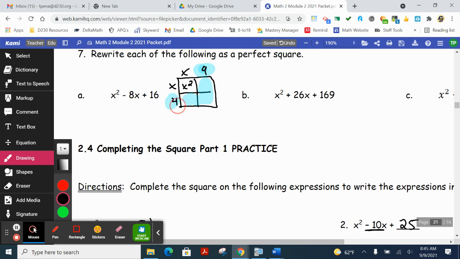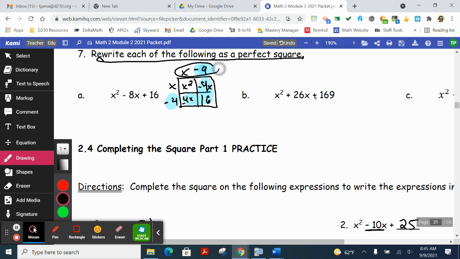4 and 4, because then 4 times 4 is 4x. The 4 and the x make a 4x, and then that 4 and 4 make a 16. Now, what you want to be careful of is, see how this is a negative 8x? So we really want these 4s to be negative. And then it's a negative 4x, negative 4x. Here's what it means to rewrite these as a perfect square.